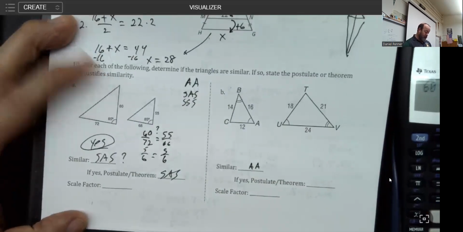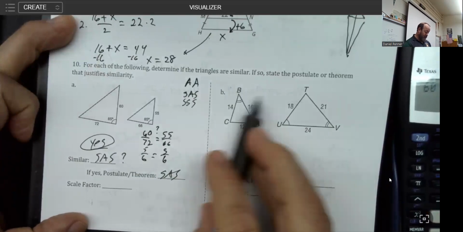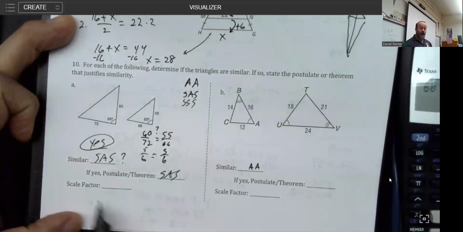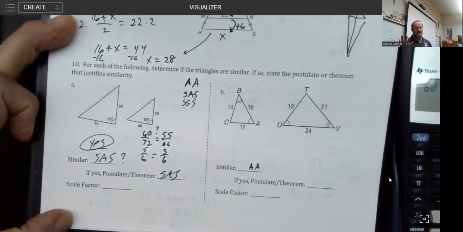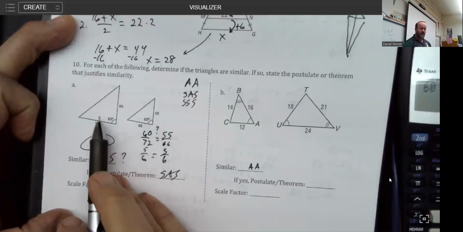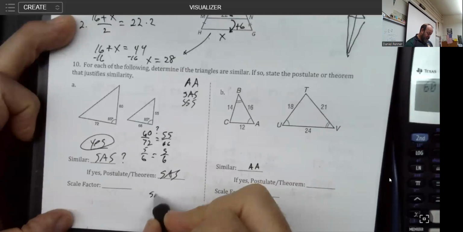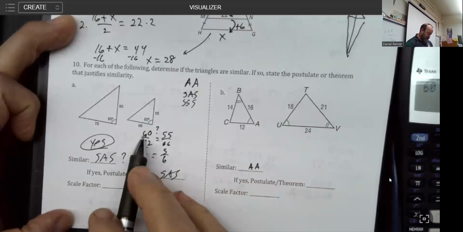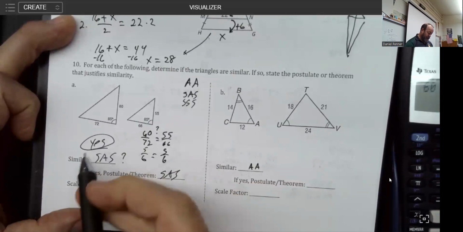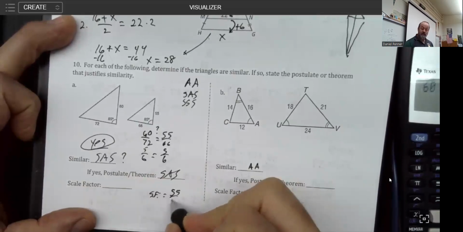Now, if you read the directions, it says, for each of the following, determine if they're similar. If so, state it, and then what's the scale factor? Now, what's missing from the directions, that we just kind of got missed, is we decided to make this one the pre-image and this one the image. This is the start, this is the finish. So what you're supposed to do to find the scale factor is put the new figure on top, put the old figure on the bottom, and I think I'm going to use 55 over 60.